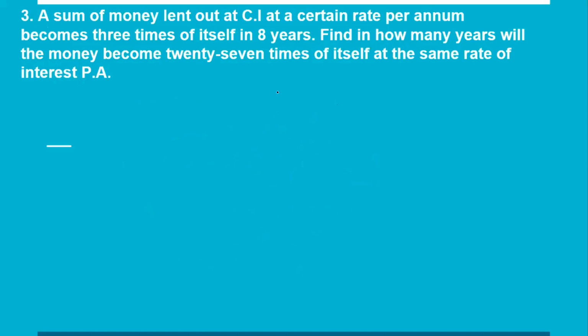A sum of money lent out at compound interest at a certain rate per annum becomes 3 times of itself in 8 years. Find in how many years will the money become 27 times. So original means let us take it at one time. So the principal is equal to P, then amount is equal to 3P. It becomes 3 times in 8 years. N is equal to 8 years.